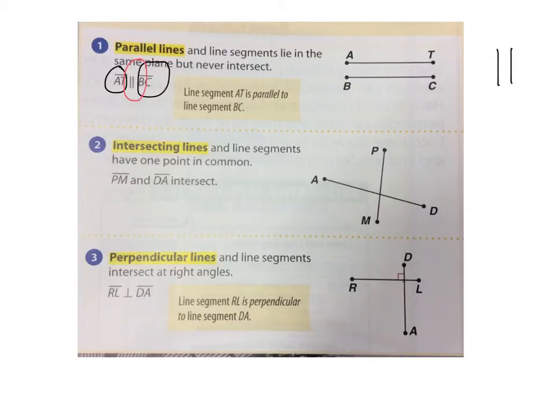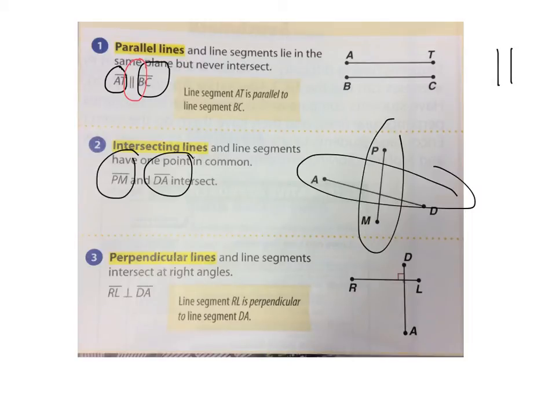The next special name is intersecting lines. When things intersect, they just cross each other. Okay? So intersecting lines and line segments have 1 point in common. Let's look at line segment PM, right? This is the symbol for line segment PM, which is right here, and line segment DA, which is right here. Do they cross each other? Yeah. How many times do they cross each other? 1. Yeah, so they cross each other at exactly 1 point, and that means that they intersect. Okay? There's no special symbol for that. It's just, you just write line segment PM and line segment DA intersect.